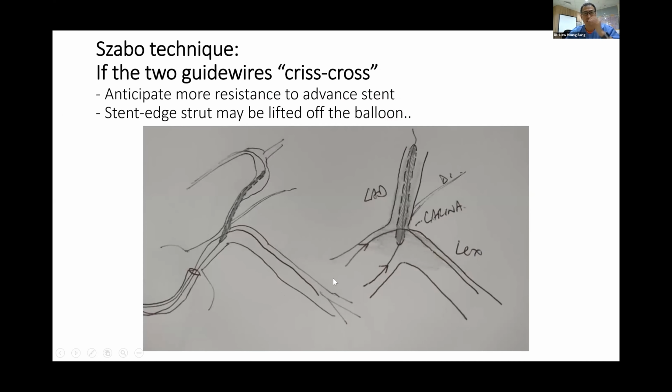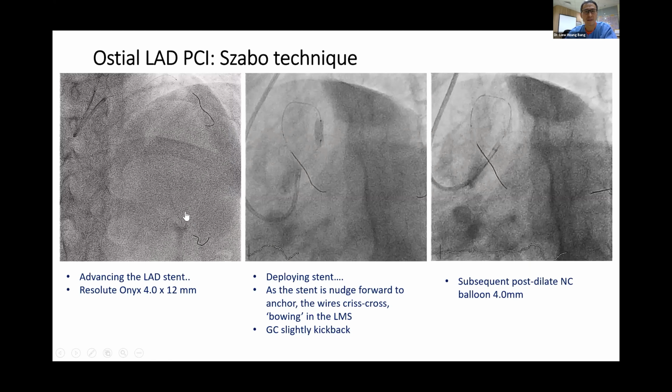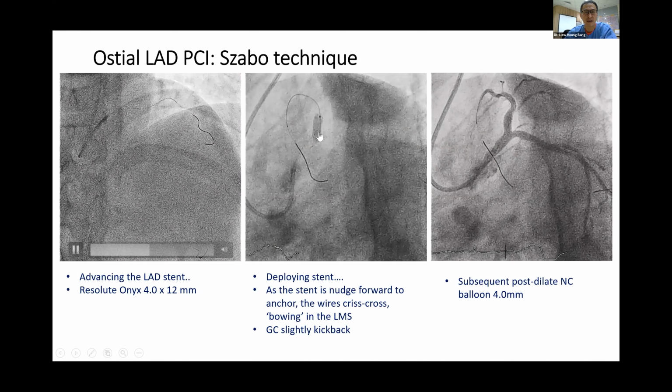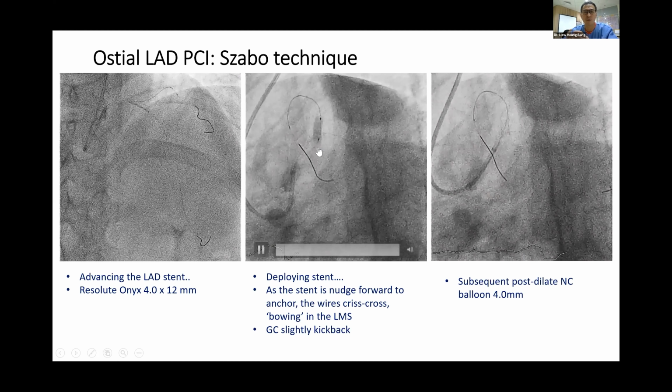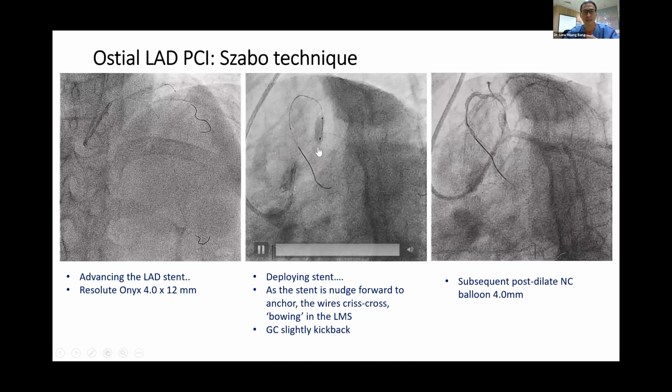So if the wire crisscross, that's always a signal you might have difficulty. So if you foresee any resistance, be careful. That's where we have to be careful not to lose the stent. Like in this case, as we push the stent up, you can see how the wires bow away from each other in the left main.